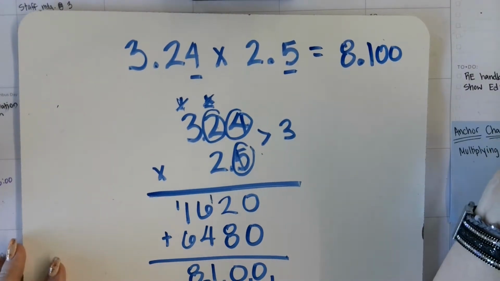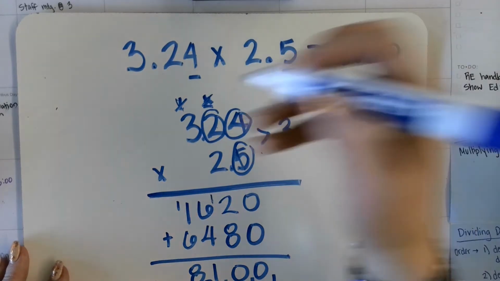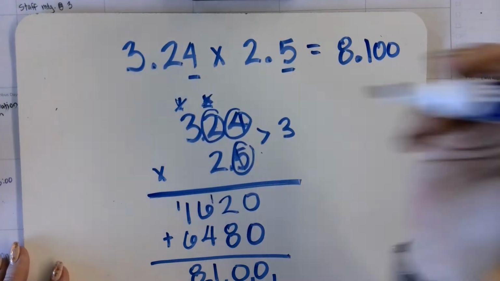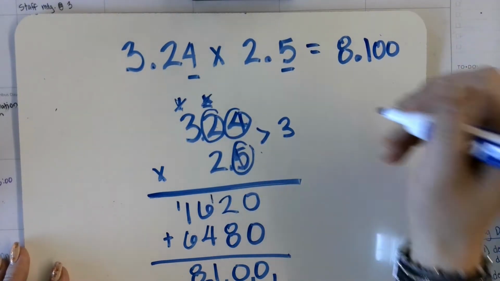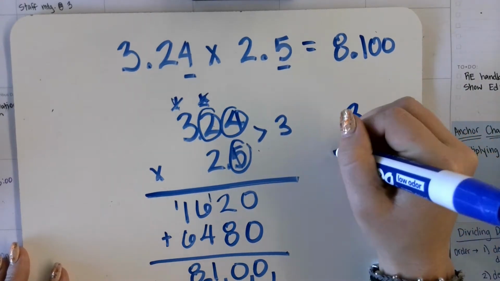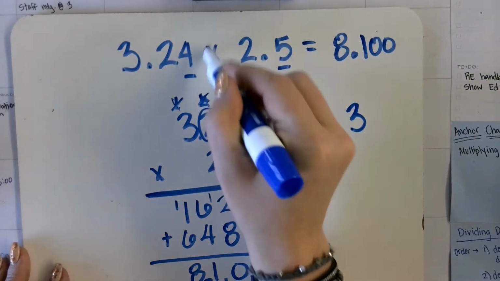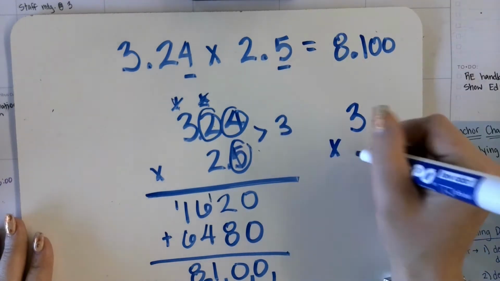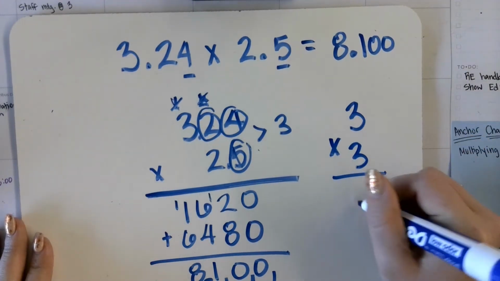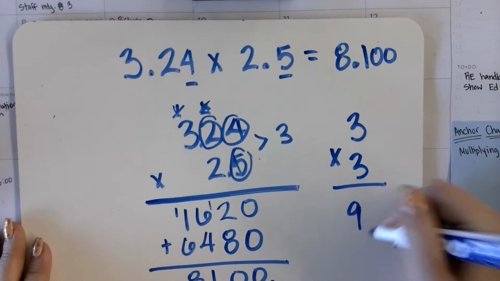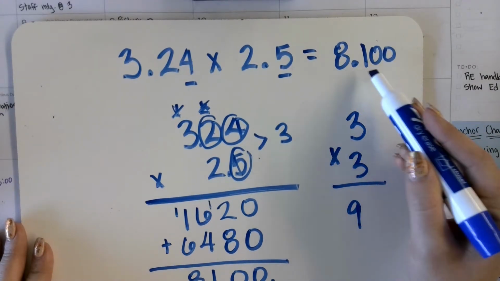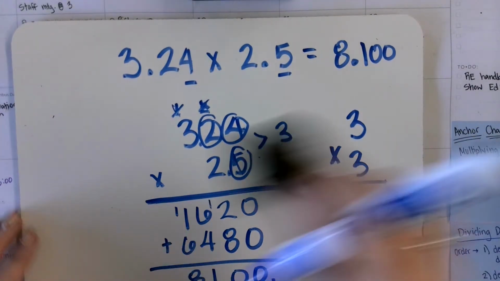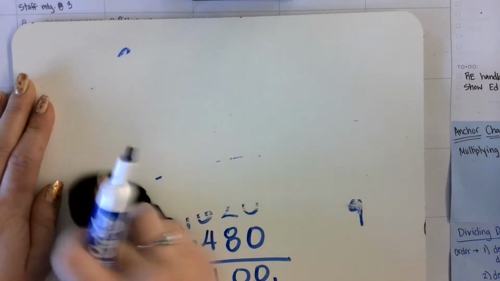Now, an important part of this is rounding to check. So I'm going to take 3 and 24 hundredths and round it to the nearest whole, which would be 3. And then I'm going to do multiplication, since that's what I'm originally doing. And then 2 and 5 tenths rounded to the nearest whole is 3. 3 times 3 is 9. 9 is pretty close to 8, so my check is probably good. So there is multiplying decimals.